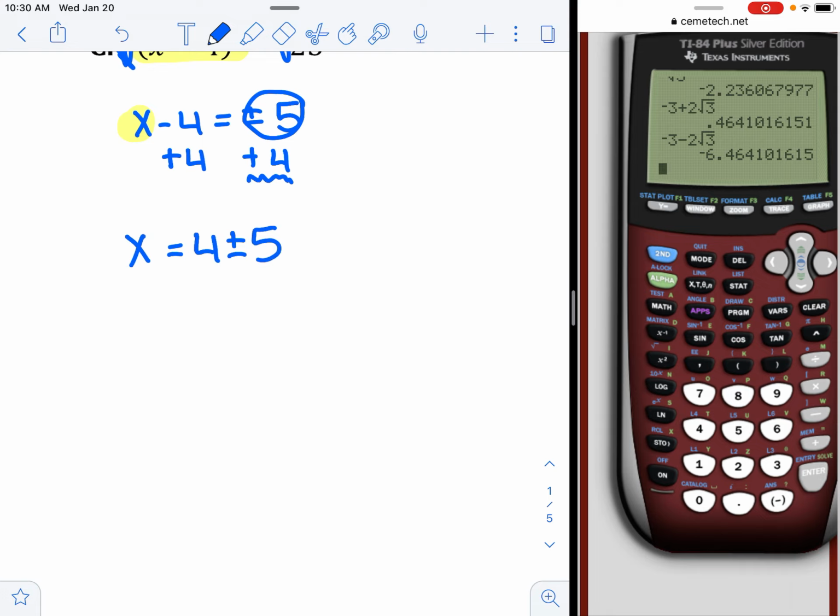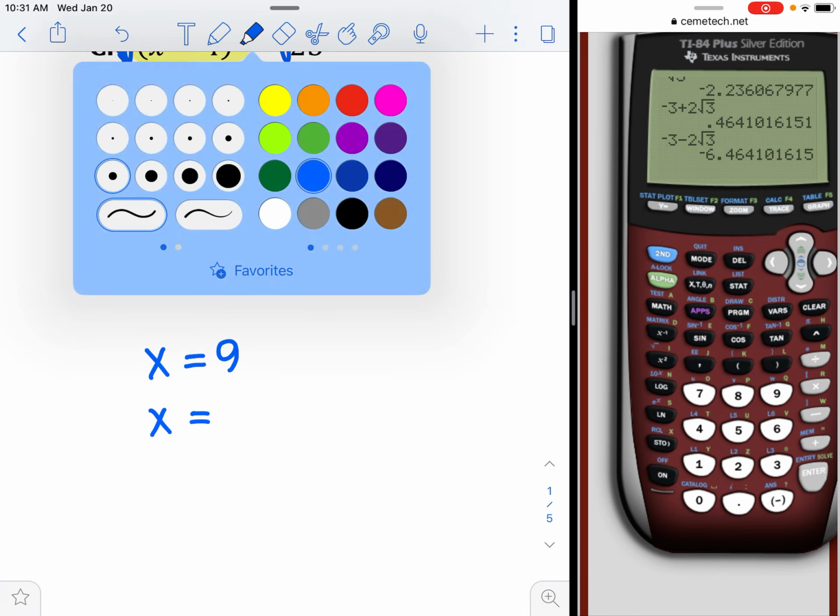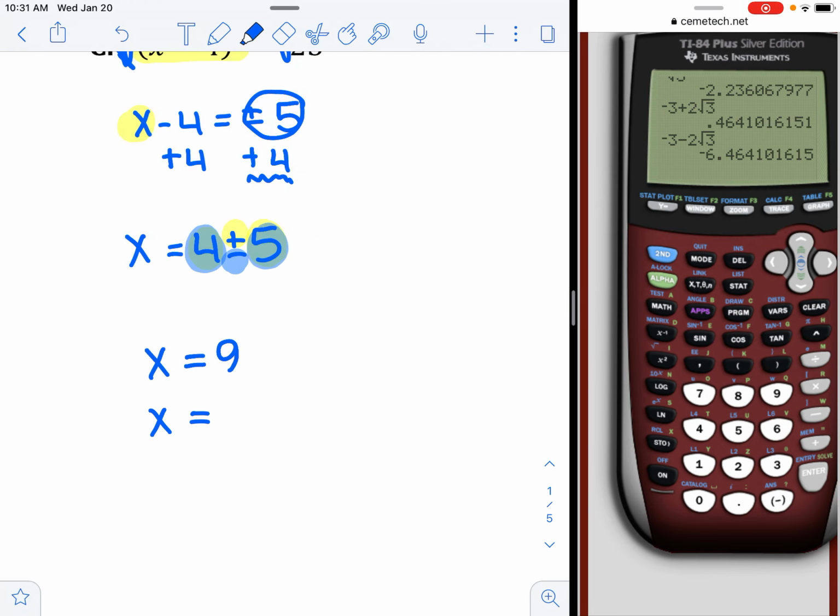Am I boxing this to say this is simplest radical form? No. Why not? There's no radical in it. So that means there's no simplest radical form or a decimal answer. There's just 2 nice answers, and now we're going to get those. The first one we get by doing 4 plus 5, which is 9. The second one we get by doing 4 minus 5, which is negative 1. So there's my 2 answers.